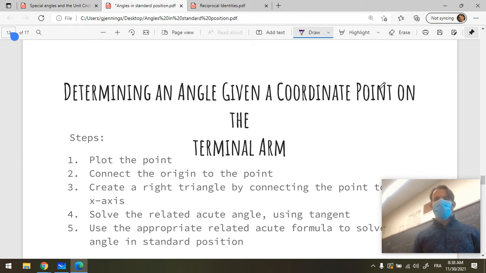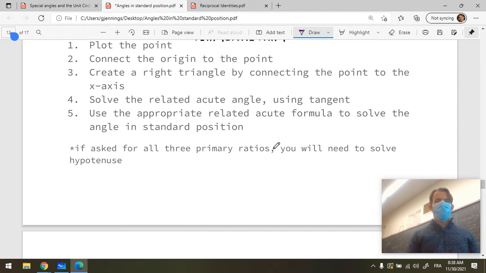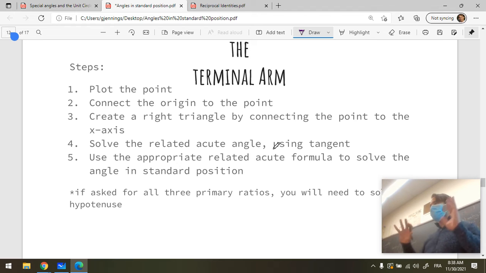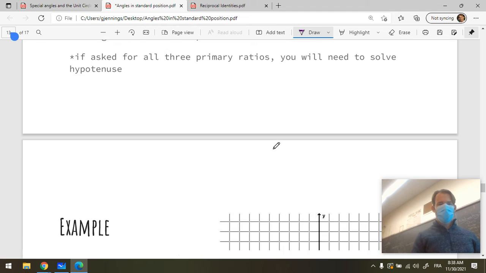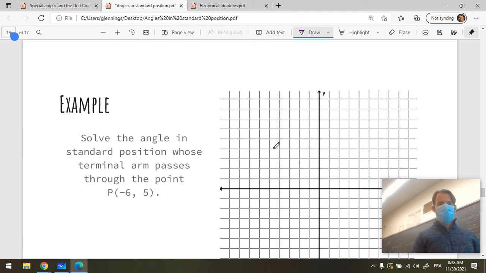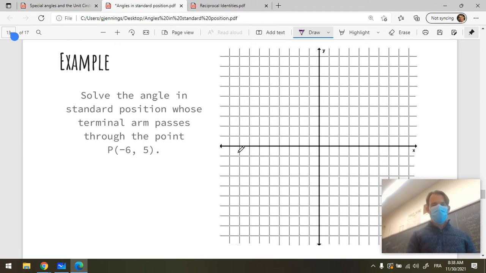So if we're given a coordinate point on the terminal arm, this is where, okay, we're finally out of the definition area and we're back to doing some math. Well, we were just doing some math, addition and subtraction, to find these angles. But now we're going to actually have to do some stuff to find the angle that's made by a point.